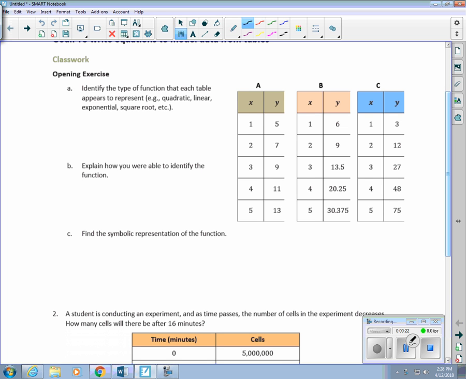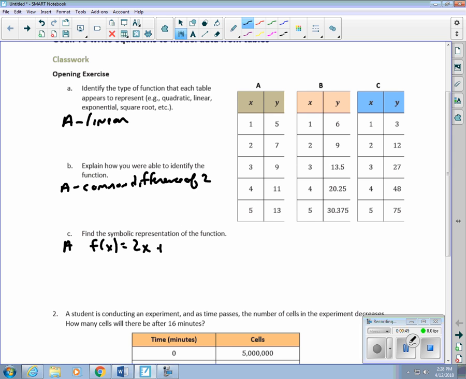So we see that A is linear because we have a constant rate of change of +2, okay? And so we would say there is a common difference of 2, and so for A, it would be f of x equals 2x plus 3. If we work our way back, we find our y-intercept when x is 0 is 3.